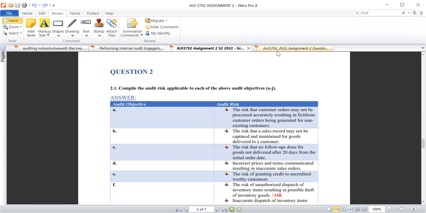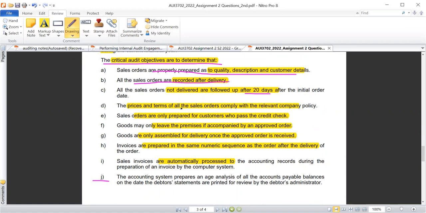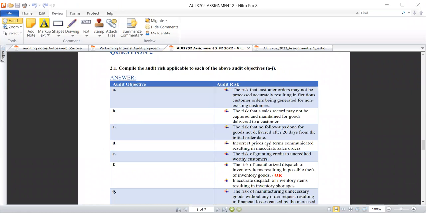Number G, the prices and terms of all the sales orders comply with the relevant company policy. So the risk is simple: there's a risk that the prices and terms of a sales order may not be compliant with the relevant sales policy, because in this context, the specific company policy you're dealing with is a sales policy. So there's a risk of non-compliance. If you look at my risk description, there it is, that there could be incorrect prices and terms communicated, resulting in inaccurate sales orders. That's one way.